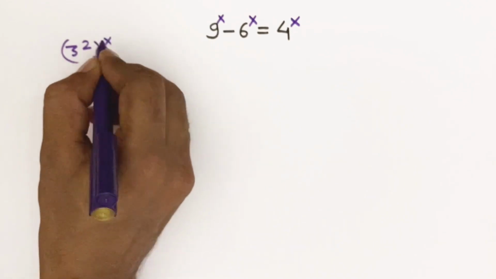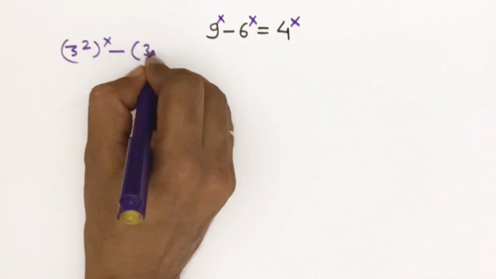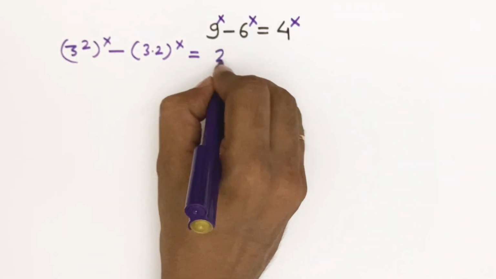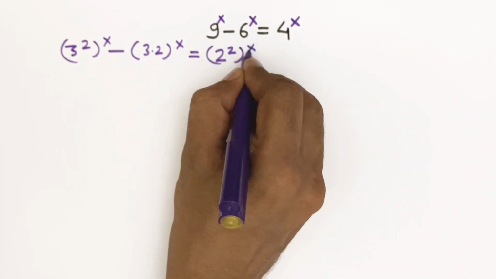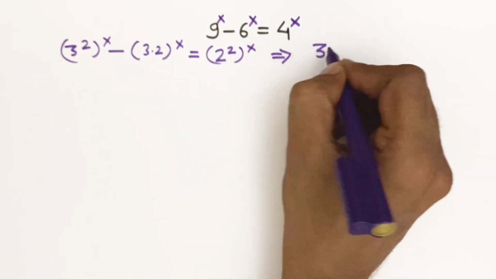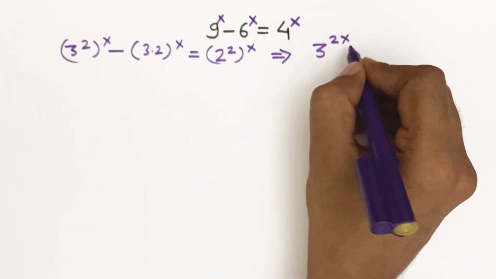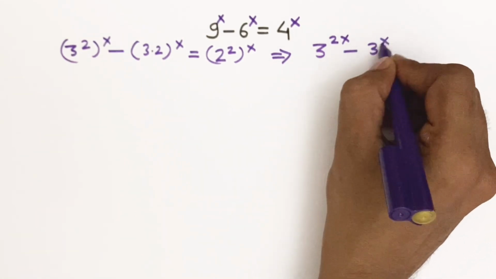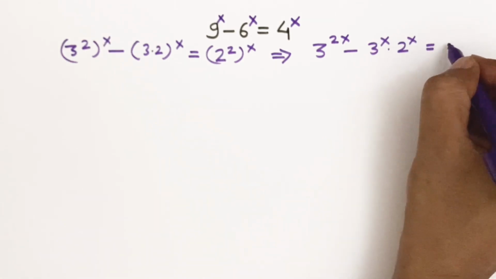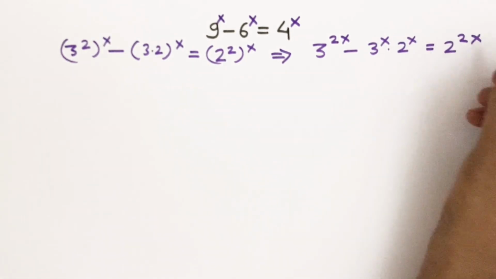6 is 3 multiplied by 2, and 4 is equal to 2 to the power 2. So the equation becomes (3 to the power 2) to the power x minus 3 times 2 to the power x equals (2 to the power 2) to the power x, which simplifies to 3 to the power 2x minus 3 to the power x multiplied by 2 to the power x equals 2 to the power 2x.